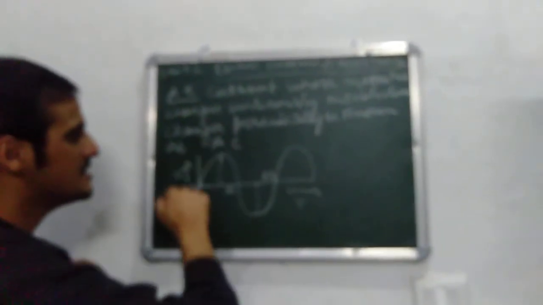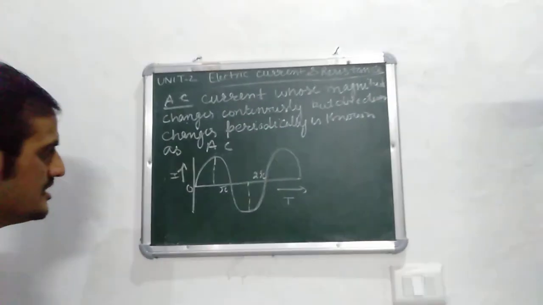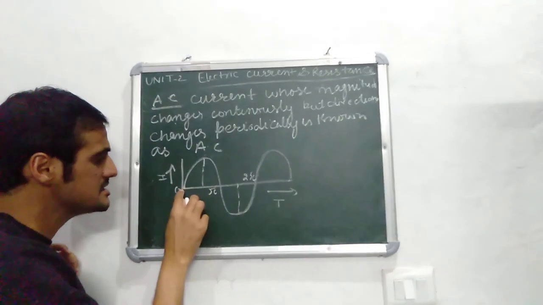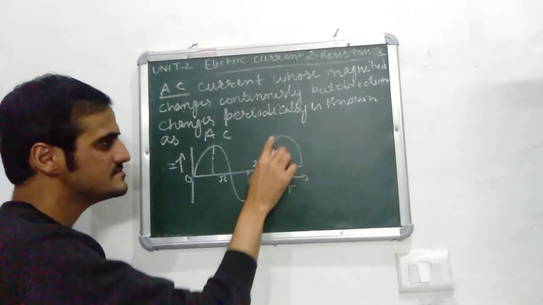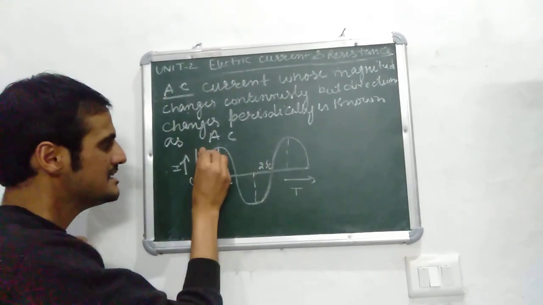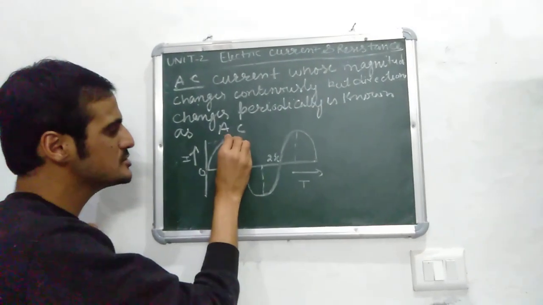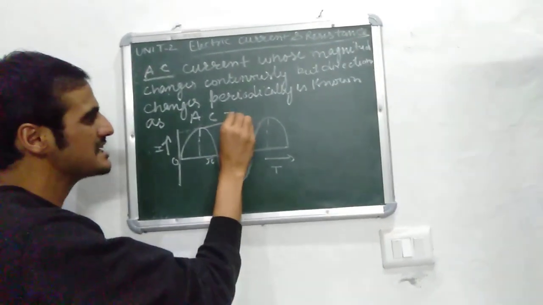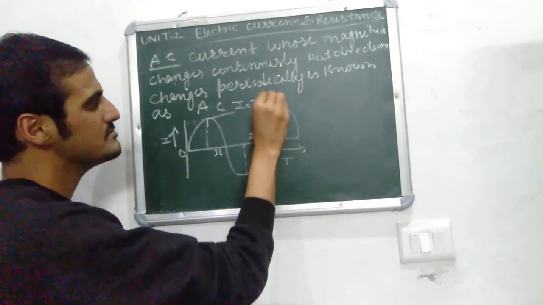This is the representation of alternating current. What will happen? This curve is like this. Here we can say that the magnitude is maximum. This value is known as I naught. This is the maximum value.